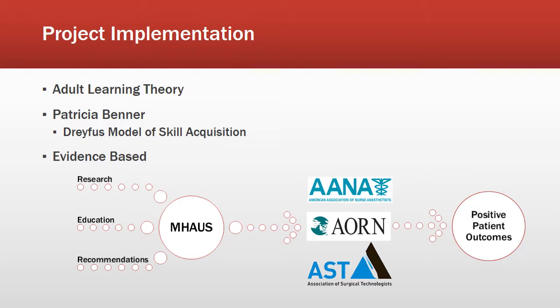The American Association of Nurse Anesthetists, the Association of Perioperative Registered Nurses, and the Association of Surgical Technologists, also listed under the evidence-based, all agree that the best way to be prepared for this crisis is to follow the MHAUS recommendations and practice the skills, educate annually, and utilize simulation as a means of testing the skills and making sure that the staff is prepared for management of this crisis in the operating room.